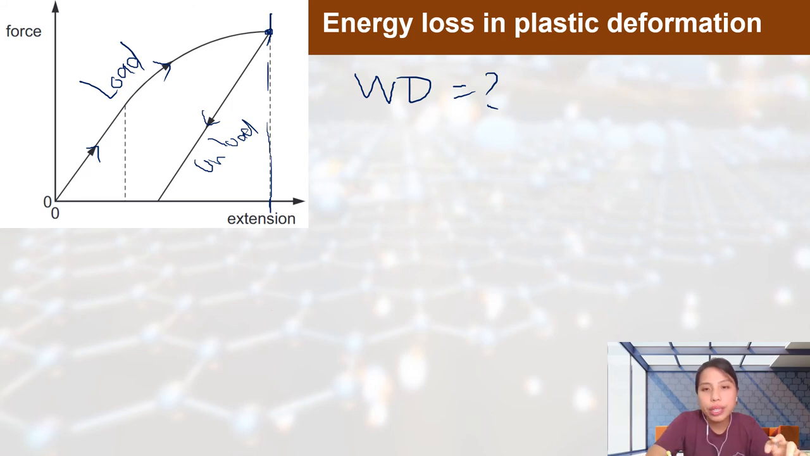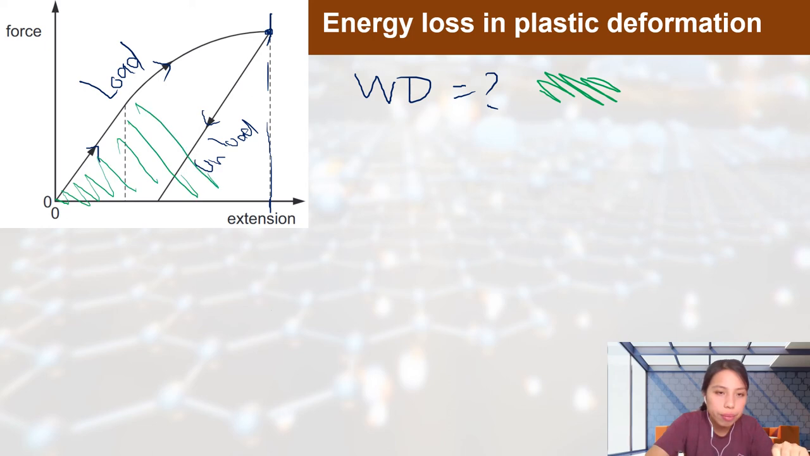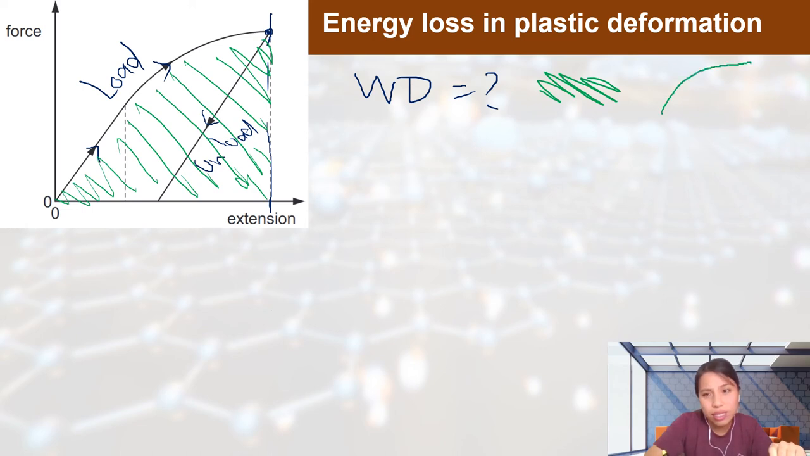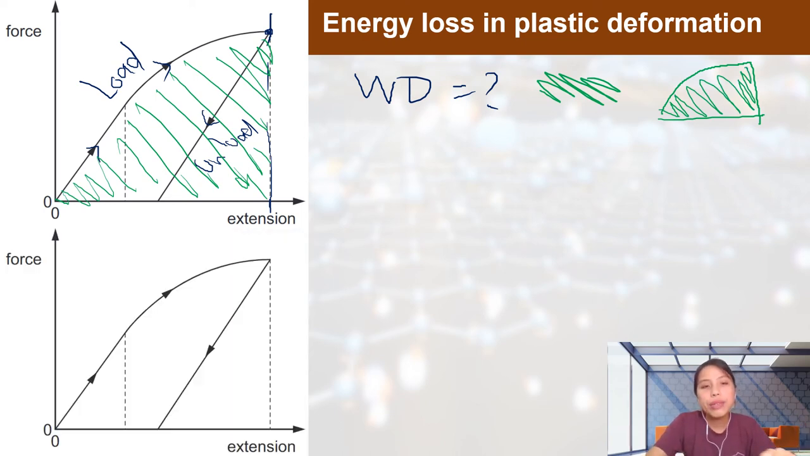Well, if I shade it with green, the work done to stretch the material is this whole part under the graph. If I draw the shape, it's kind of like that. So this area is the work done to stretch the material to this point. Then if I take off the force from the material, it's going to go from this point all the way back to another point. And this is what we call, like I mentioned earlier, permanent deformation already.